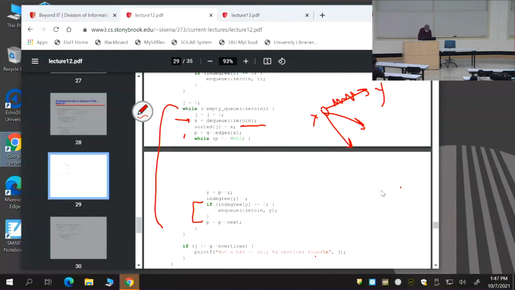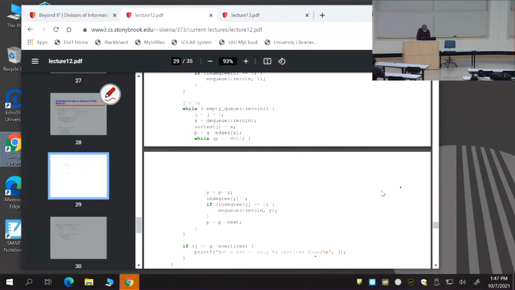Does everybody see what I'm doing here? What's the running time of this part? I've got a while loop within a while loop. Let's think about it. How many times is the outer loop going to go off? N.